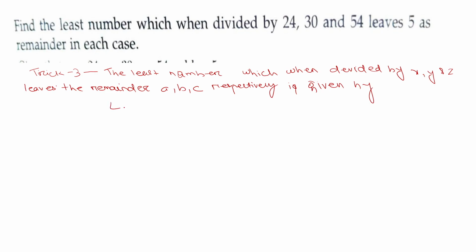LCM of x, y, z minus k, and k is what? k is equal to x minus a, which is equal to y minus b, which is equal to z minus c. Clear? Earlier we were finding the greatest number which will be divisible by the 3 numbers. Now we'll find the least number. So directly we can say.